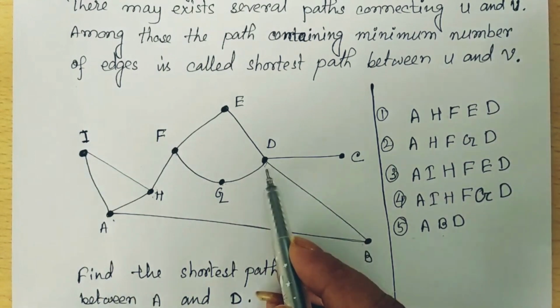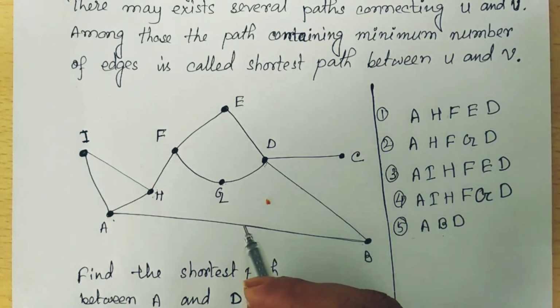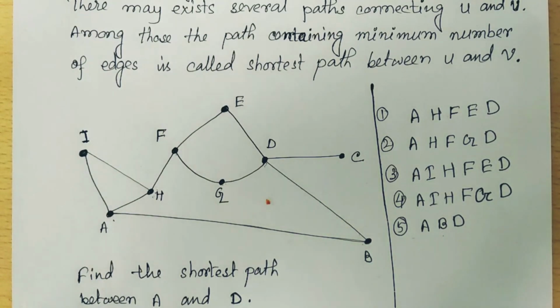A to B, B to D, this is one more. So look, there are so many paths in between A to D. Among all these paths, which one is the shortest? That is our concern. So how to find out the shortest?